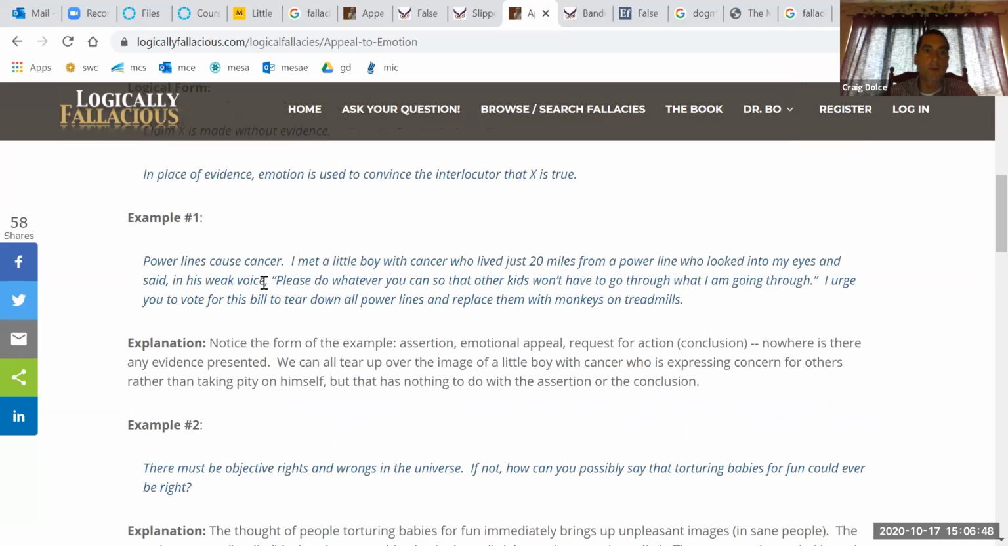So, power lines cause cancer. I met a little boy with cancer who lived just 20 miles from a power line. He looked into my eyes and said in his weak voice, please do whatever you can so other kids won't have to go through what I'm going through. I urge you to vote for this bill to tear down all power lines and replace them with monkeys on treadmills.